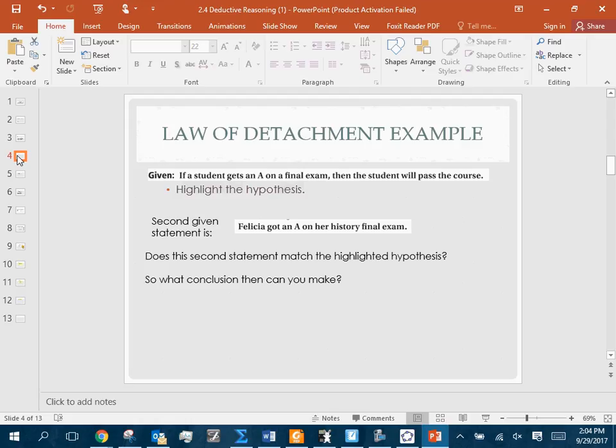Okay. But it says if a student gets an A on the final exam, the student will pass the course. Maybe in my syllabus I present that information to you. So I'm telling you that's a true condition. Okay? And then I've got a student named Felicia. She gets an A on the history exam. What is the conclusion you can make about Felicia? She's passing the course. Okay? Because this is a true statement.